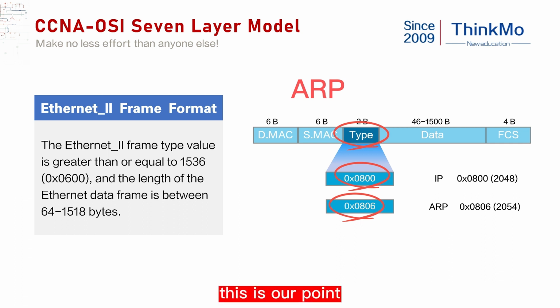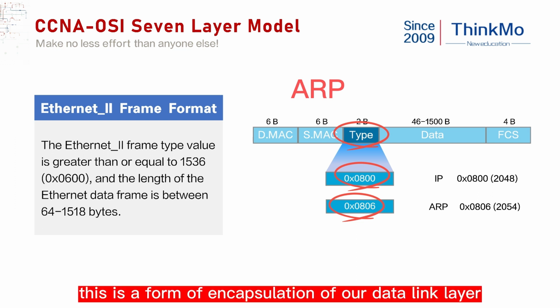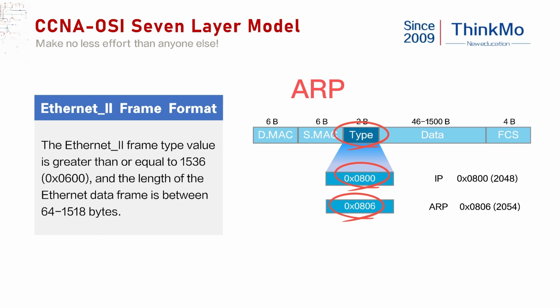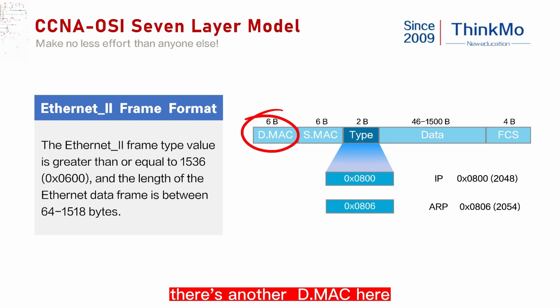This is our point. Ethernet II. This is a form of encapsulation of our data link layer. There's another D.MAC here. This is our destination MAC address.